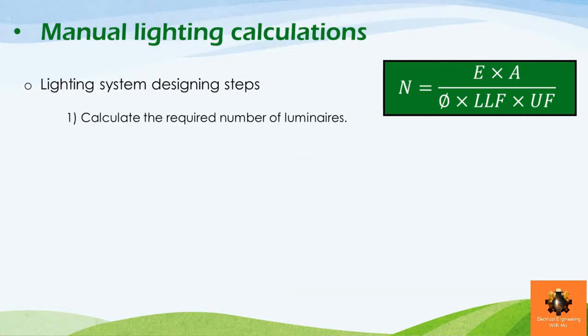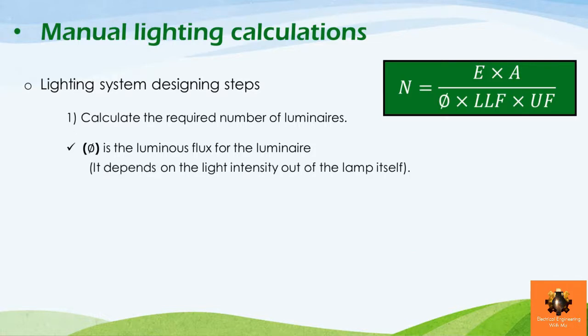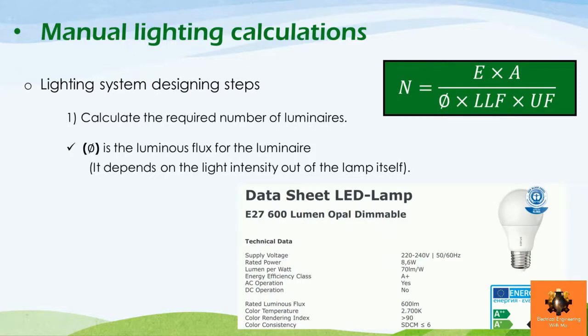Now for the denominator, the first parameter we have is phi, or the flux, which we illustrated before. Here phi is the luminous flux of the luminaire, and it depends on the amount of light that is going out of the luminaire itself, so it depends on the luminaire. It's the lamp light intensity, the intensity of the light out of the lamp. And we detect this value from the datasheet of the lamp.